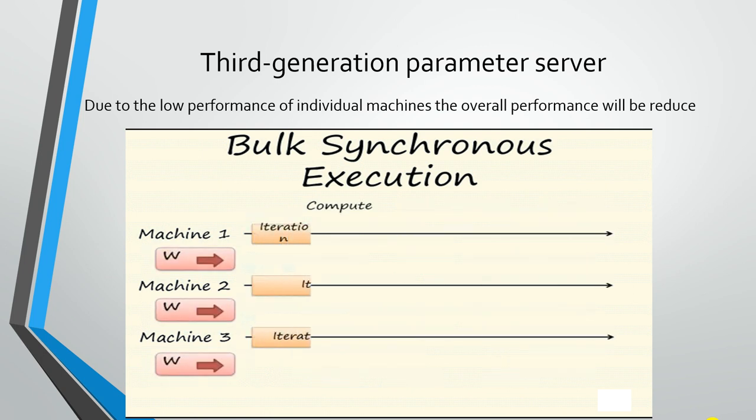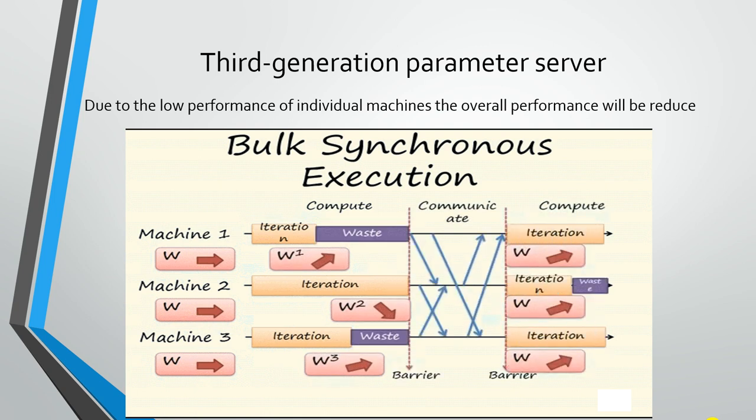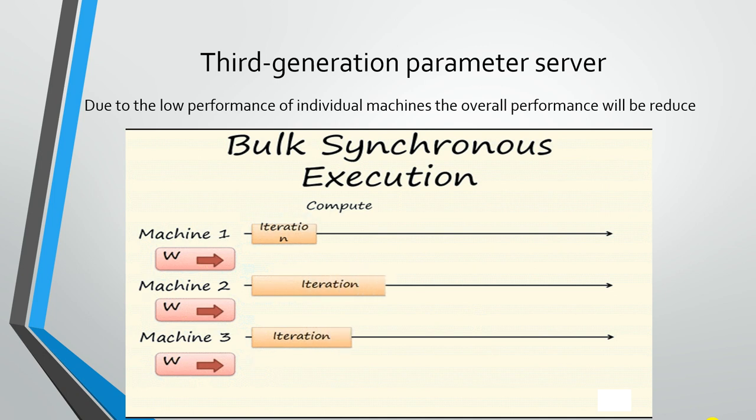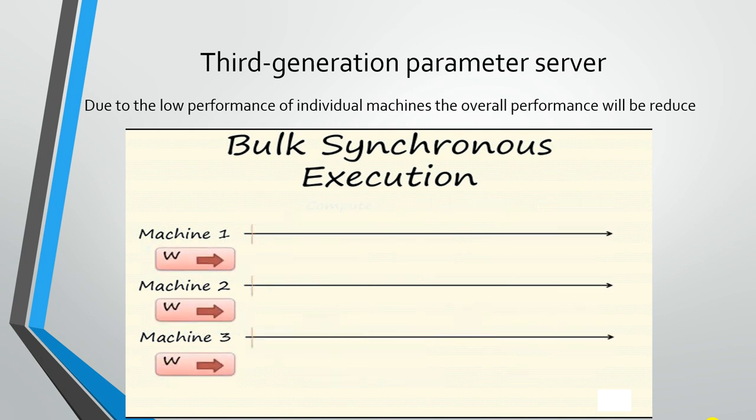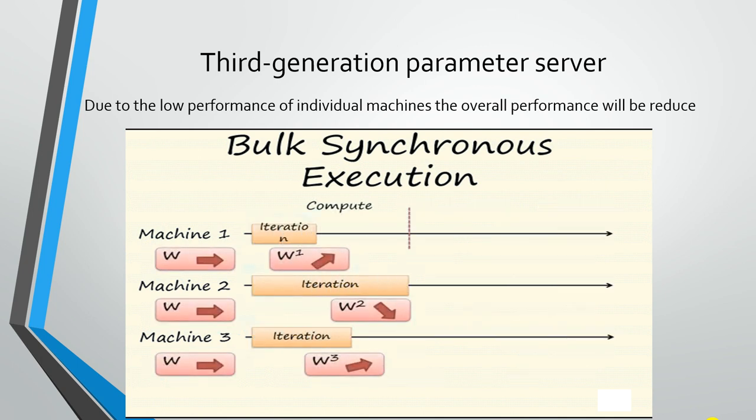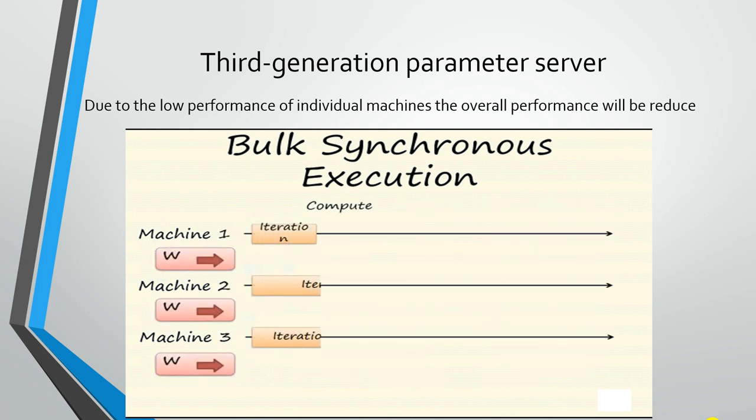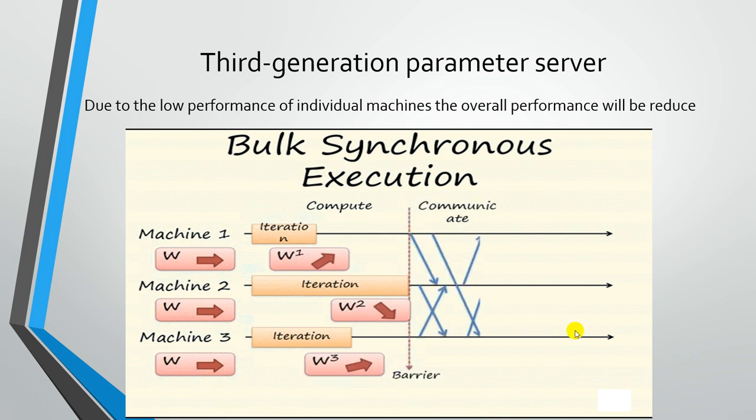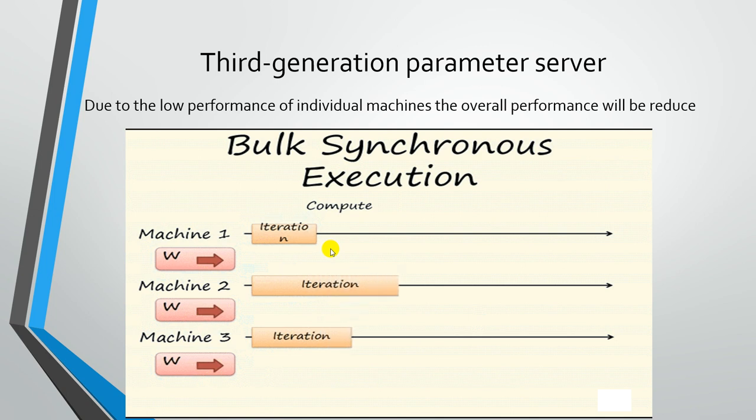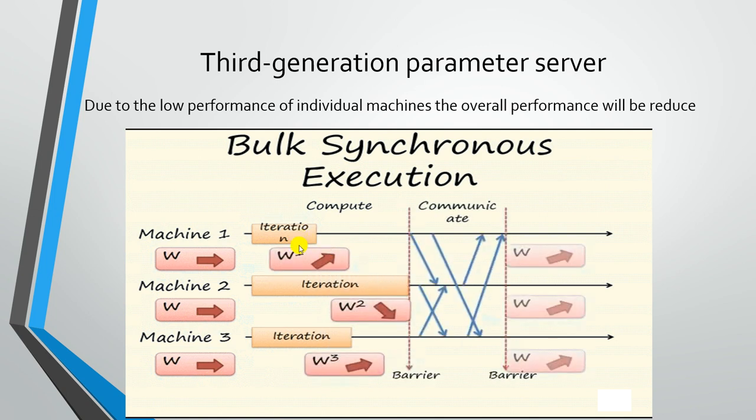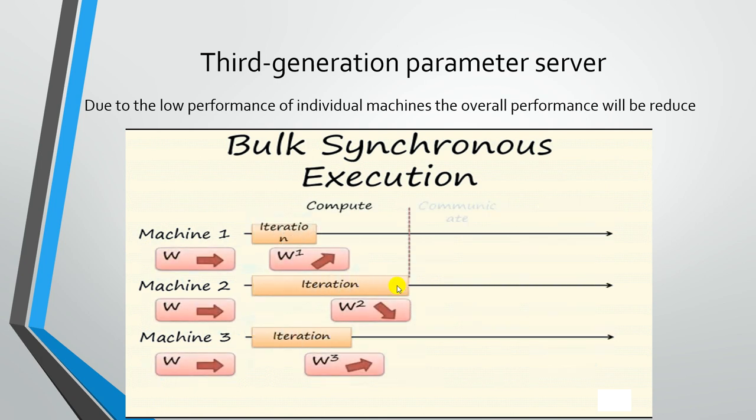So if you see this picture, you can see that machine 2 is very slow in the first iteration, but compared to other computers, it is fast in the second iteration. So in this case, in synchronous execution, all other machines, in this case machine 1 and machine 3, have to wait until machine 2 finishes. That is a waste of time for machine 1 and machine 3.